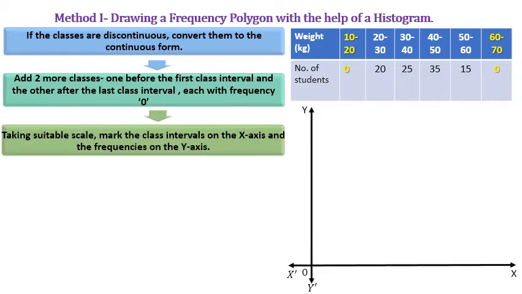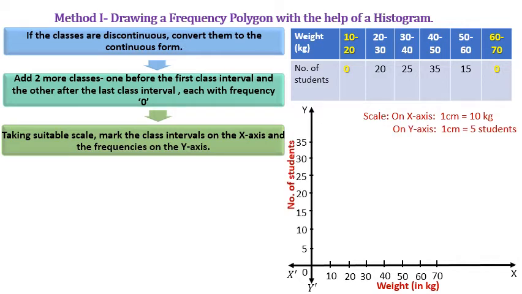Taking suitable scale, mark the class intervals on the x-axis and the frequencies on the y-axis. Since the class width is 10, we have taken the scale on x-axis as 1 cm is equal to 10 kg. On the y-axis, we mark the frequencies, that is the number of students, by taking the scale as 1 cm is equal to 5 students.